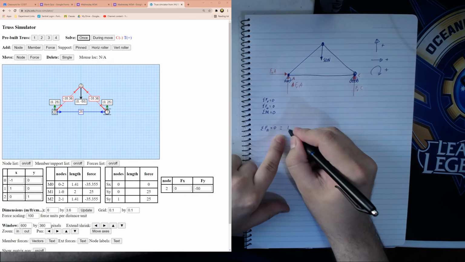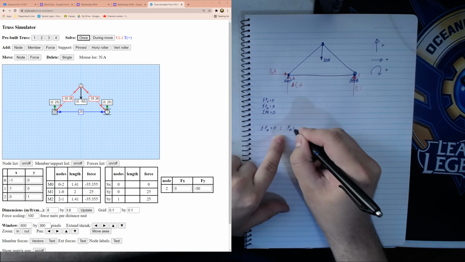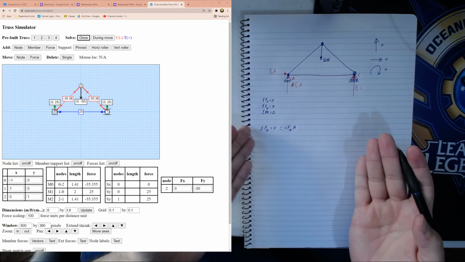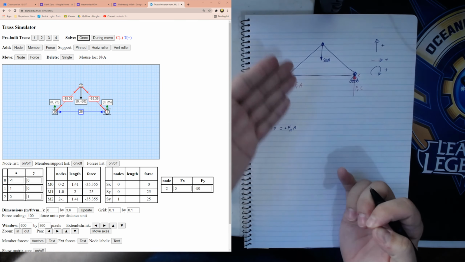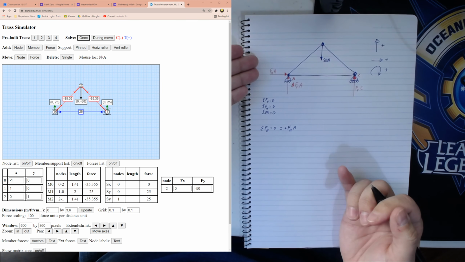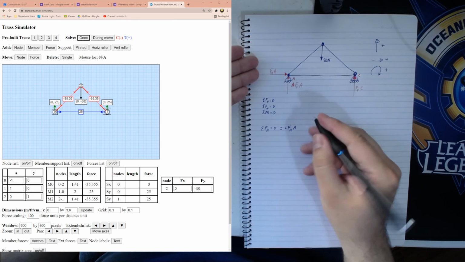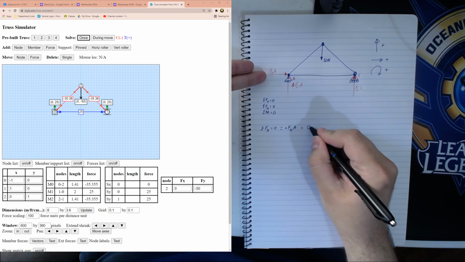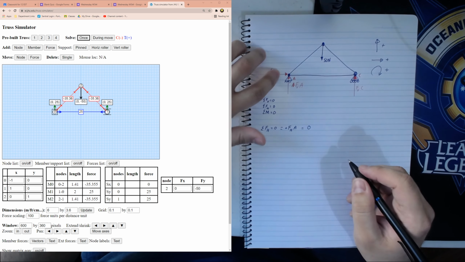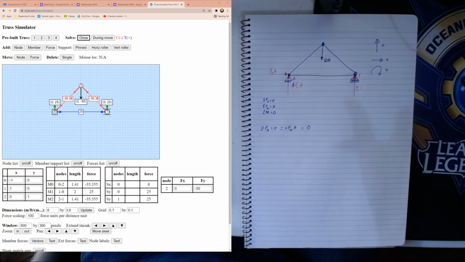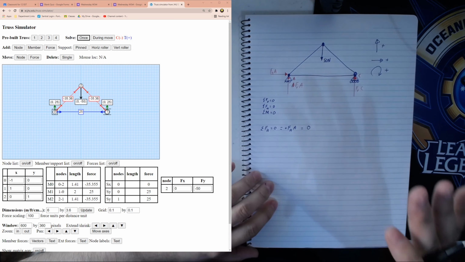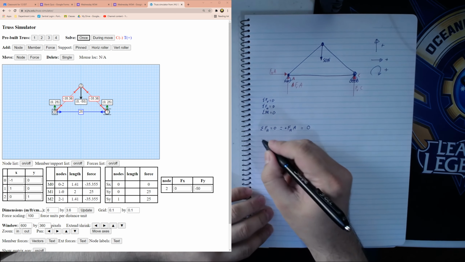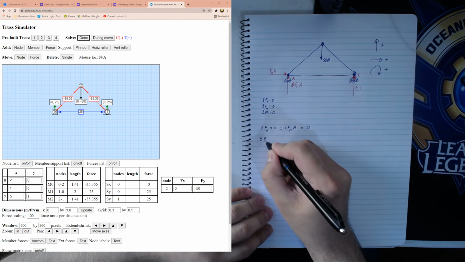0 equals force horizontal A. We're going to say it's positive because it's going to the right, and there's nothing else in this equation. There's nothing else here that has a horizontal force. So what this is telling us is that the force HA has to equal 0. So we've already eliminated this in our equation. Easy.